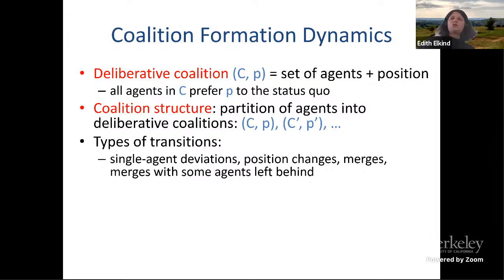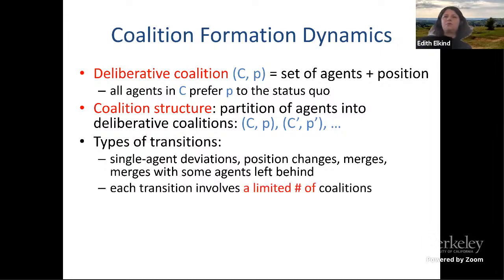Or even more generally, 2 coalitions can merge, but maybe leave some members of each coalition behind if these members don't support the new proposal. So what can happen is that C, P and C prime, P prime can join together around some new proposal P star, but not everyone in C and not everyone in C prime would support that new proposal. These are the types of transitions we'd like to reason about.